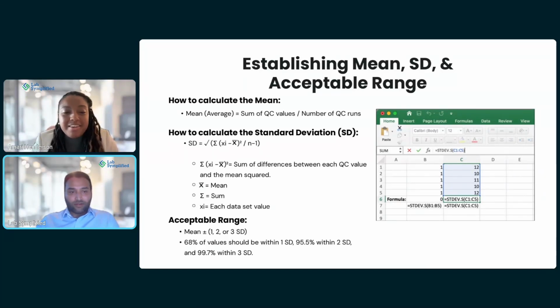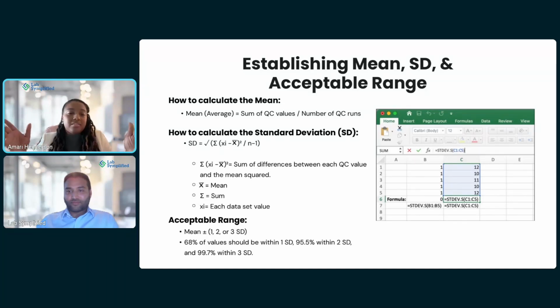No, I definitely do not think so. Once you have an event, a value that is outside of your 2SD range one time, that's where we want to start to monitor things. But for a week, that's definitely an event that would cause you to halt testing. We have to pinpoint the issue because we need to make sure the patient results are not affected.